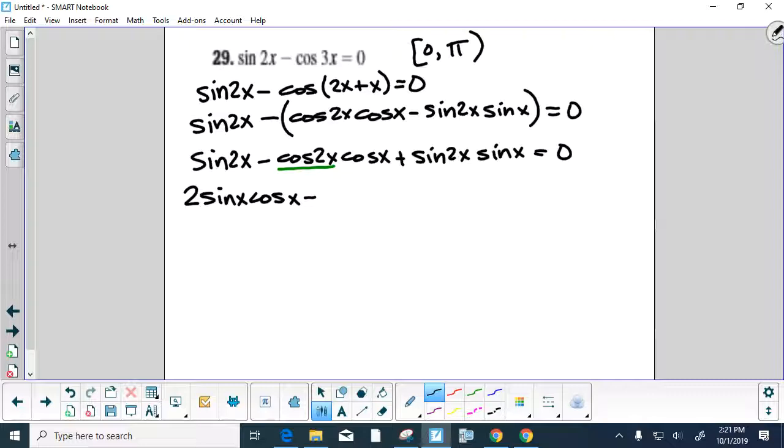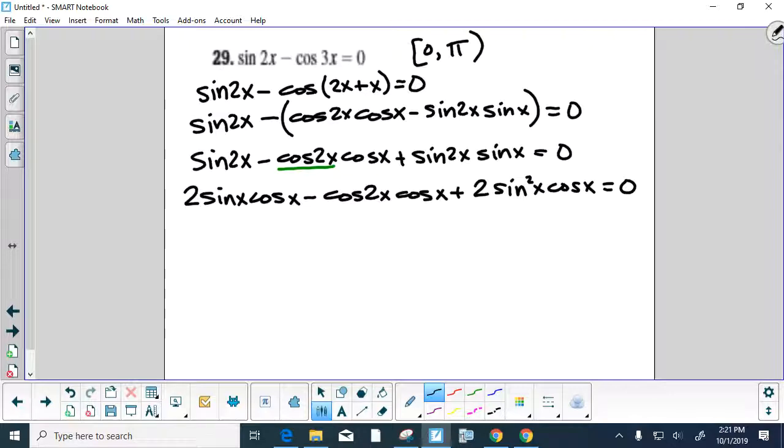Minus cosine 2x cosine x, and then this is going to be plus 2 sine x cosine x, but then this is sine squared x cosine x, equals 0. Now, is there anything common to all three terms?